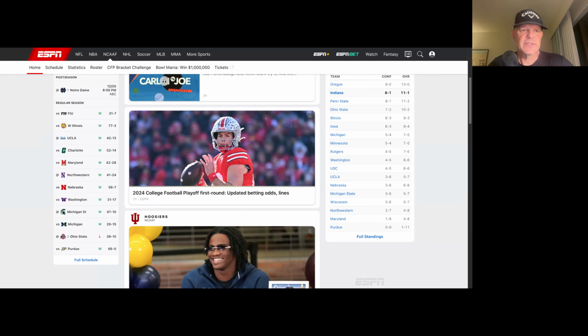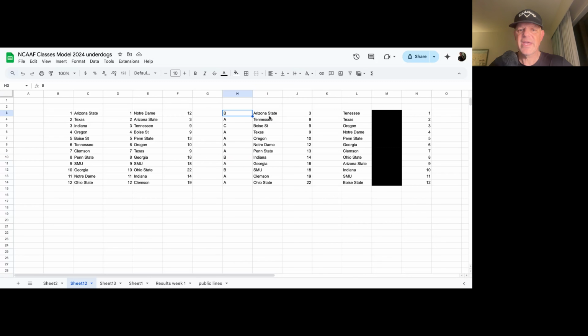Now, if you go back to this model here, what that means is if Indiana is playing any of these A teams, the A team will be favored over the B team. And you can see here, I gave Boise State the only C team. If an A team was playing a C team, obviously the A team would be favored more than they would be playing a B team.